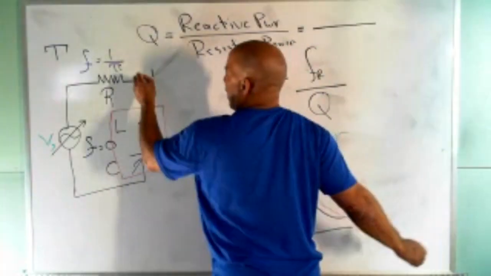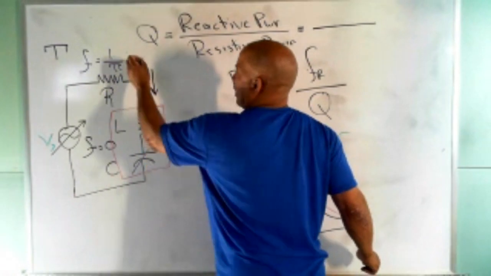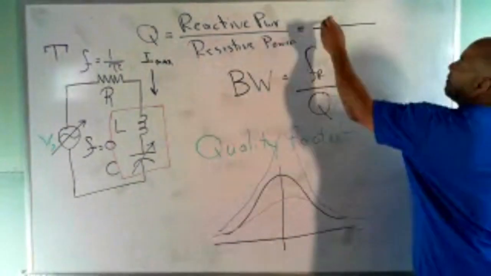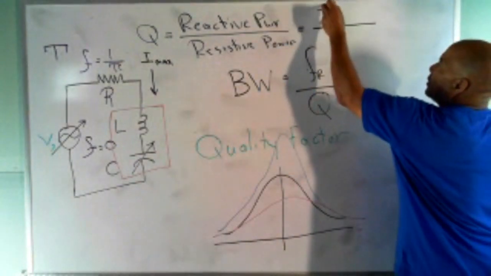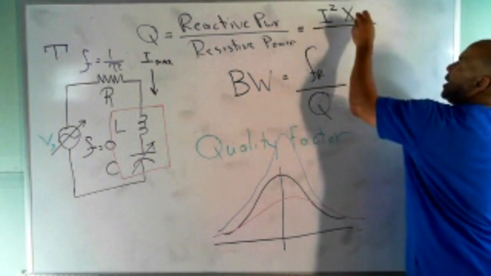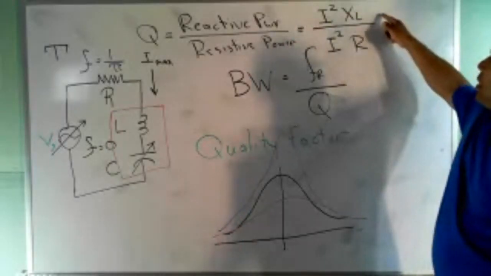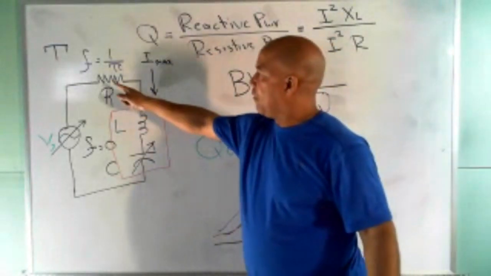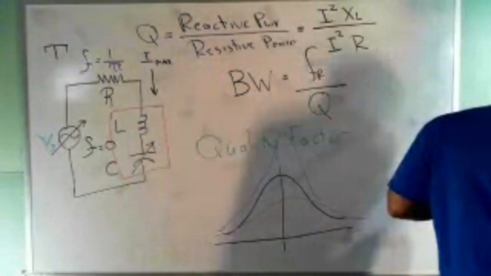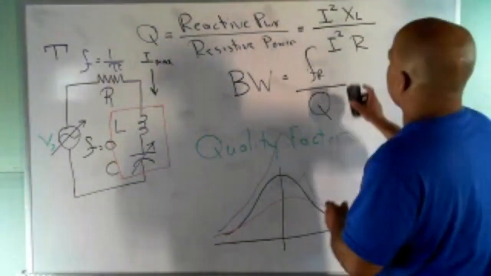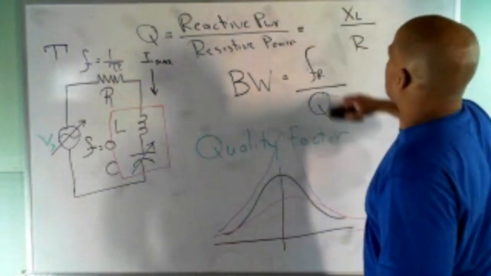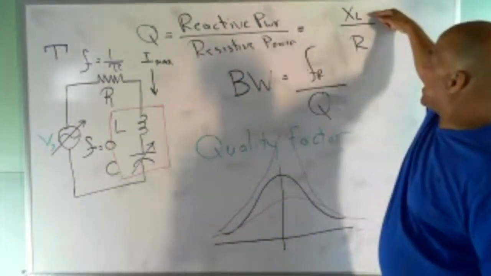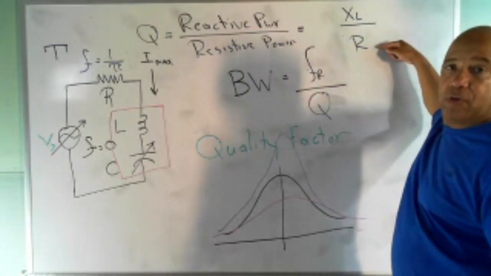I know I, right? I know I max. So it's a ratio of I squared XL to I squared R, the reactive power to the resistive power for that circuit. And since I have a series circuit and that I is common to both R and XL, guess what happens to the I squared? They cancel out. And so I'm left with this formula: the Q of the circuit, I can find by just taking XL over R. That gives me Q.